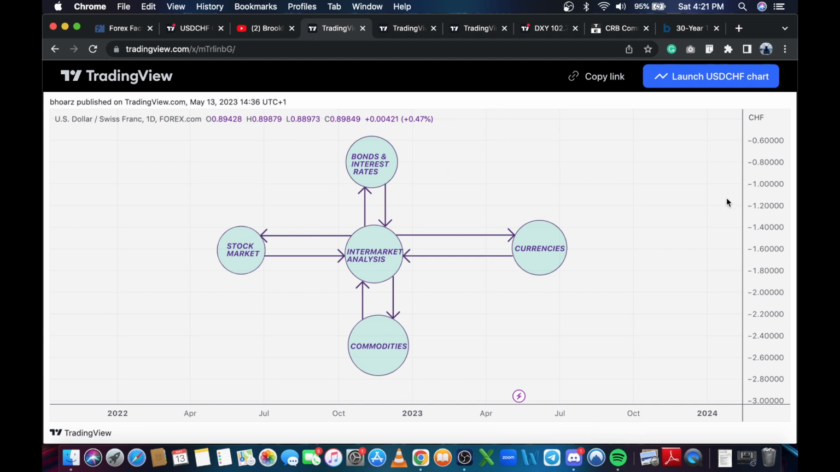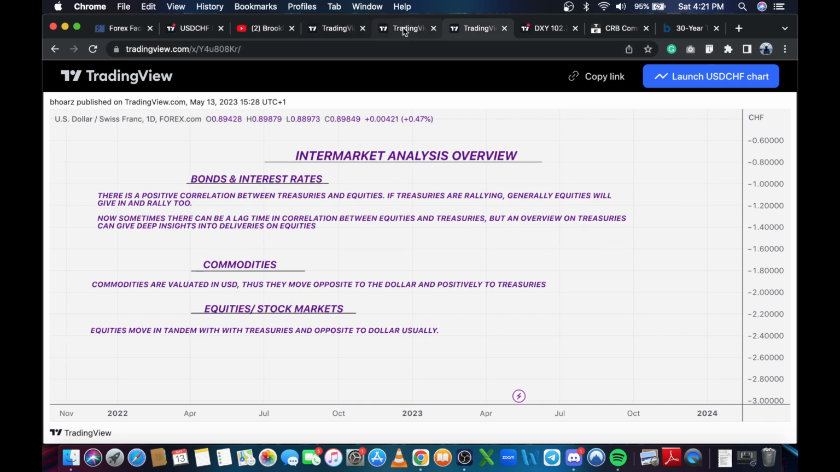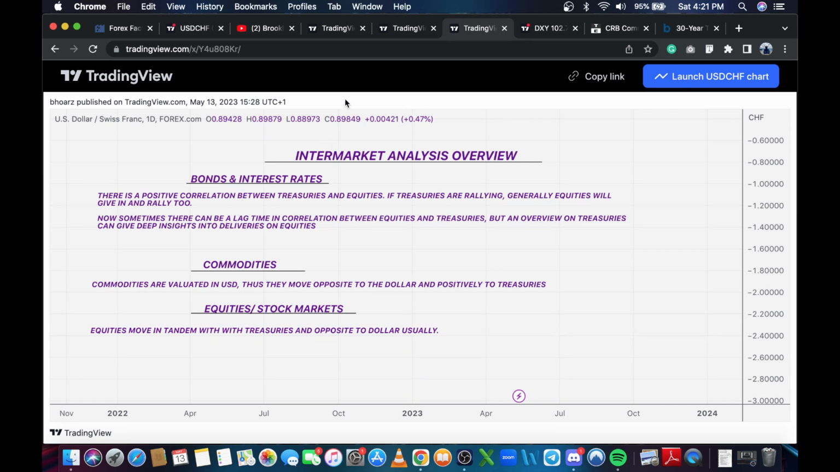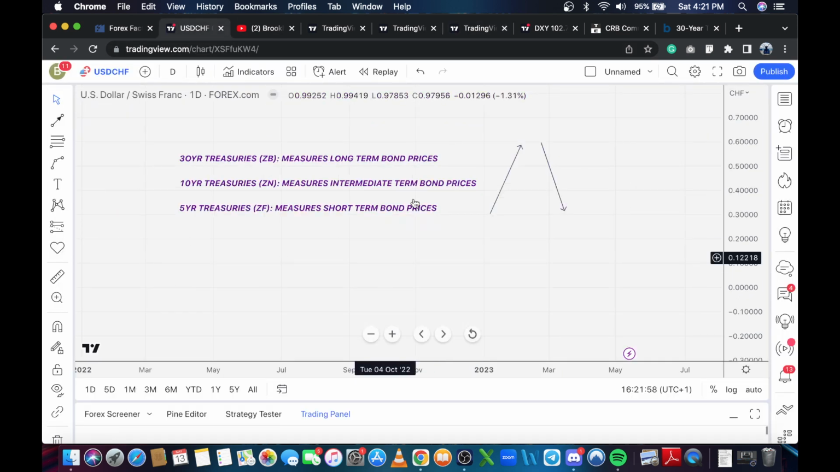Now let's discuss the correlation. Okay, we've broken down what bonds are, what yield is. Let's discuss the correlation between the different asset classes. Just to revisit, we have 4 major asset classes. We have bonds and interest rates, we have commodities, we have stock market or equities, and then we have currencies. Now let's talk about bonds and interest rate. I already explained the relationship between bonds and currencies. If bonds are rallying, currencies will rally.